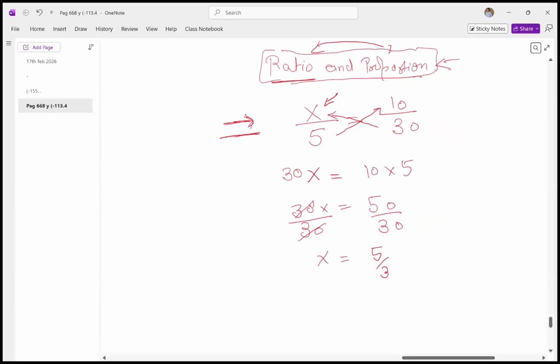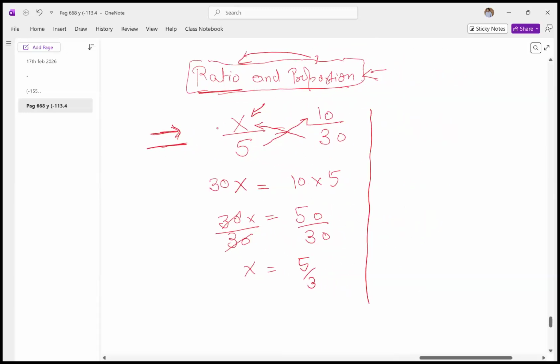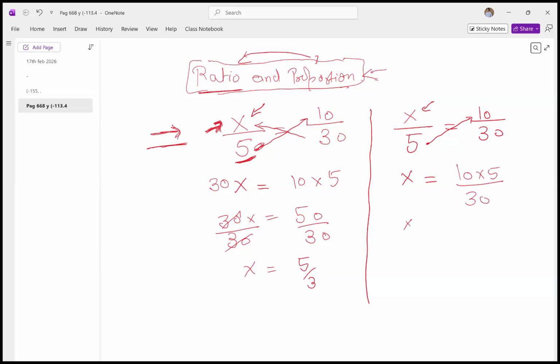Now there can be a little bit of a shortcut for this one. As long as x stays on the top, mark my word, as long as x stays on the top, you can just move the bottom portion to the other side. I'll show it by working it out. x over 5 equal to 10 over 30. Now x is on top here, I can just move this to the other side. That's going to serve the purpose. So x equals 10 times 5, which is 50, divided by 30. So the answer is 5 over 3.